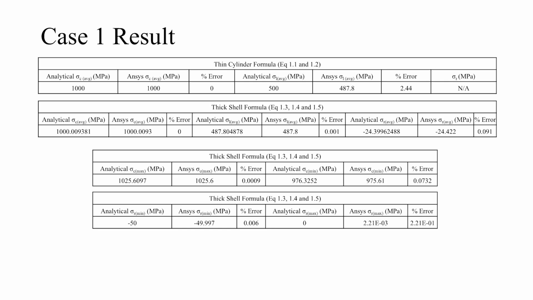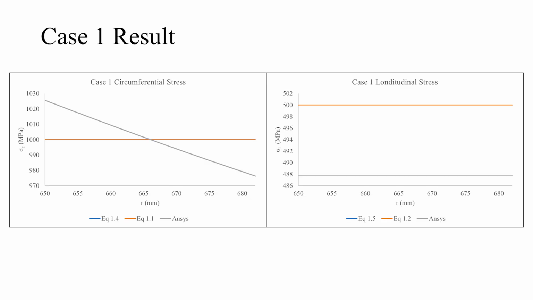This slide shows the result of case 1 compared with both thin and thick cylinder theory with the percentage error. Here is the stress distribution of hoop and radial stress. As we can see, thick cylinder theory excellently matches the Ansys results.